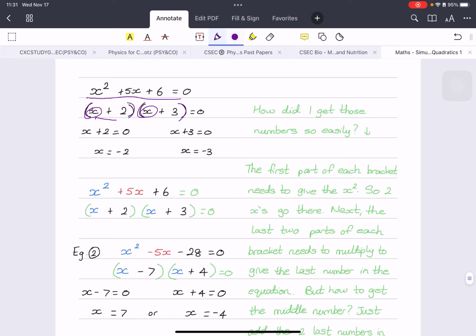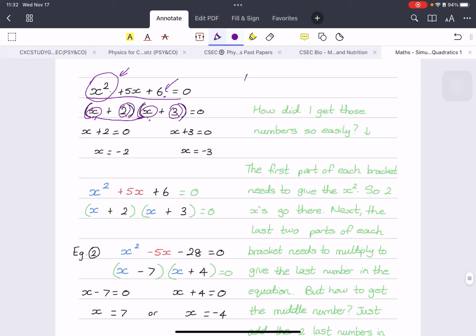This space needs to multiply by this space to get this value. Okay, the first by the first equals the first. So we obviously need an x here and an x here because we have x squared. X squared is x by x, right? So that's why we can write x and x in our first brackets. Also, the last by the last equals the last. So the last number in this bracket and the last number in this bracket will equal the last number in the equation. So what can equal 6?